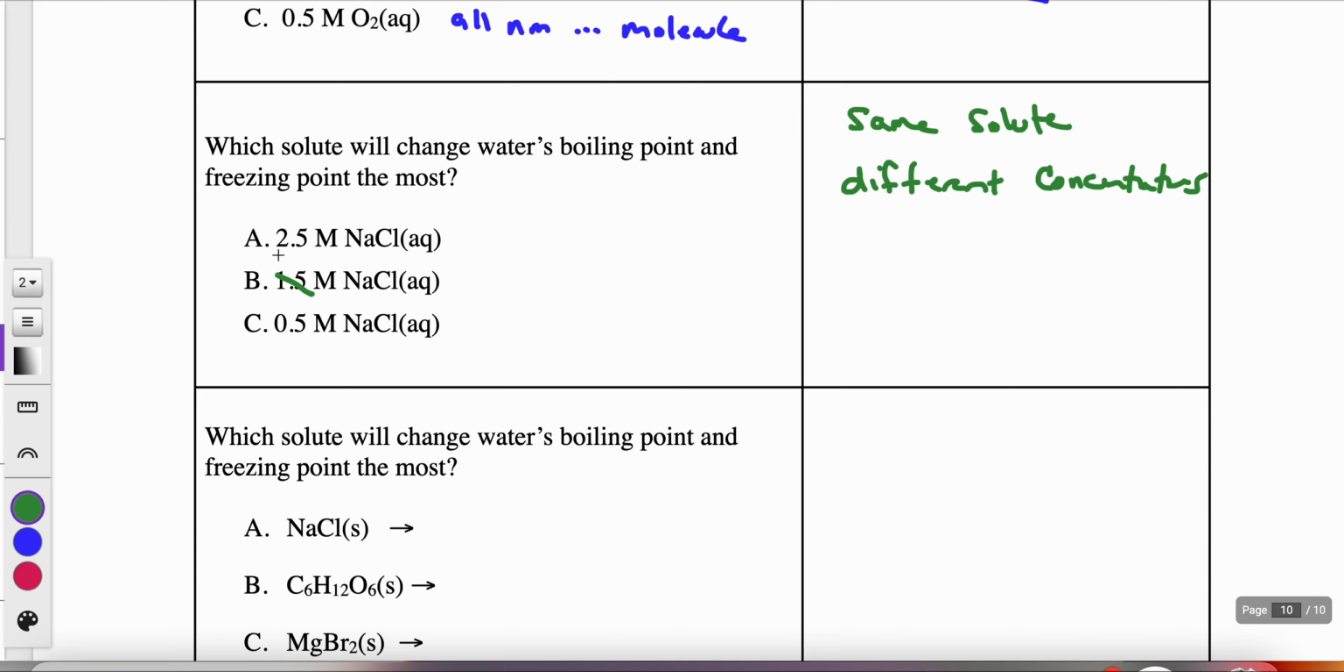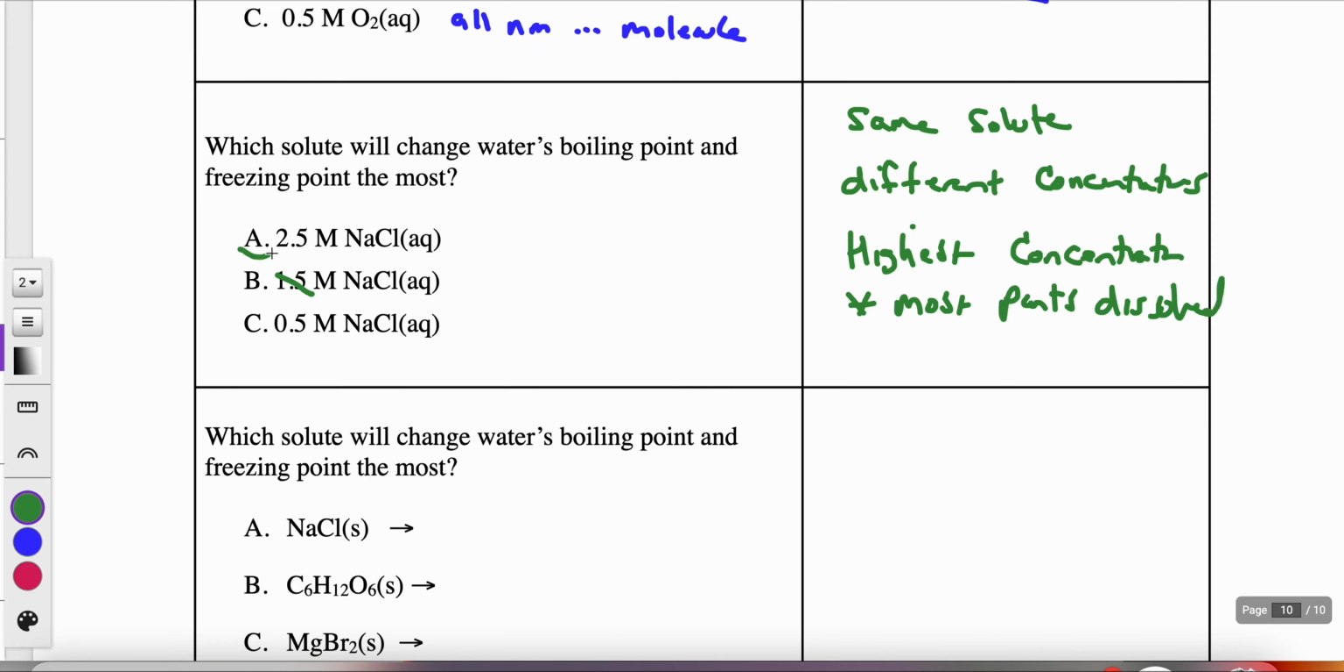So here we go. The higher the concentration, the more cations and anions that are produced in solution. So if you have the same solute, different concentrations, choose the highest concentration, because it has the most parts dissolved. So our best answer here would be A, highest concentration.